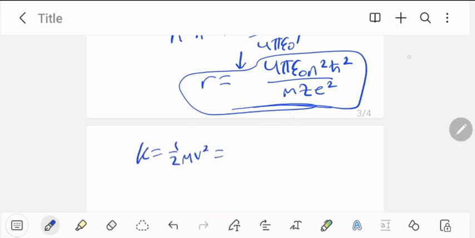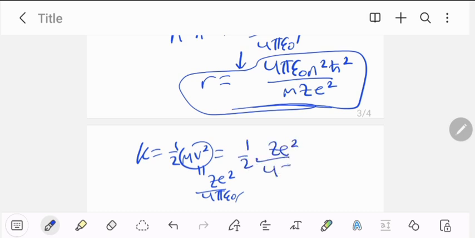Let's plug in for mv squared, this thing, ZE squared over 4 pi epsilon naught R. So K is just a half times ZE squared over 4 pi epsilon naught R. And that'll give you ZE squared over 8 pi epsilon naught R.